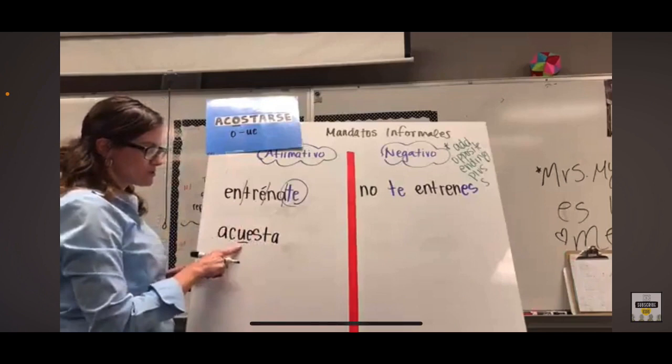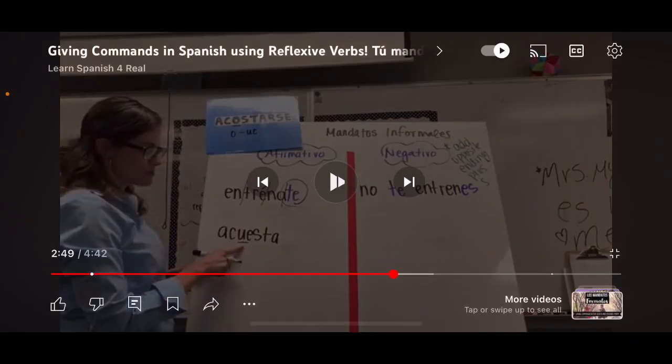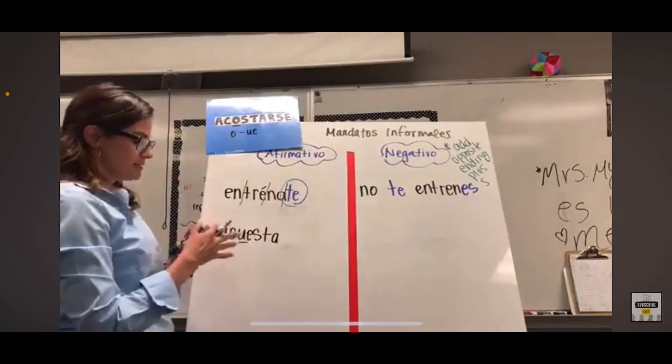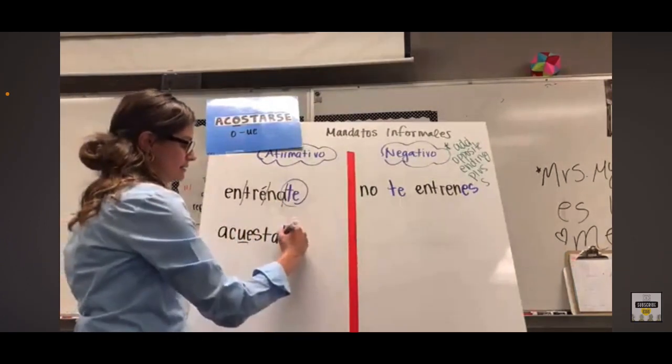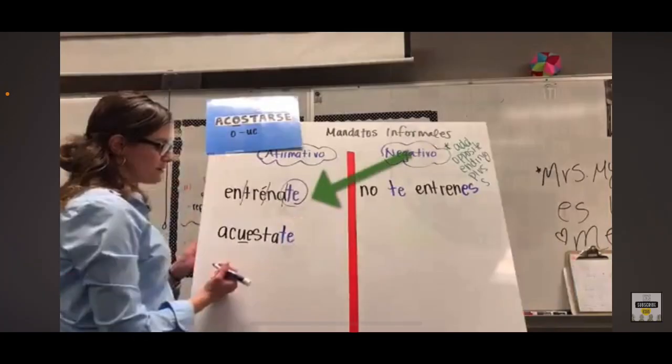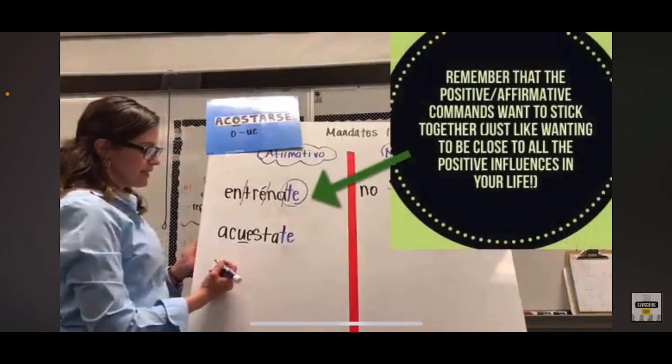All right, look. For the affirmative, you're not going to say acosta. You're going to say acuesta because, like I said, it's an O to UE stem changer. So you change that O to a UE, so it becomes acuesta and not acosta. And then again, you have to add the te at the very end to make it reflexive. Same thing with the last one: acuéstate.